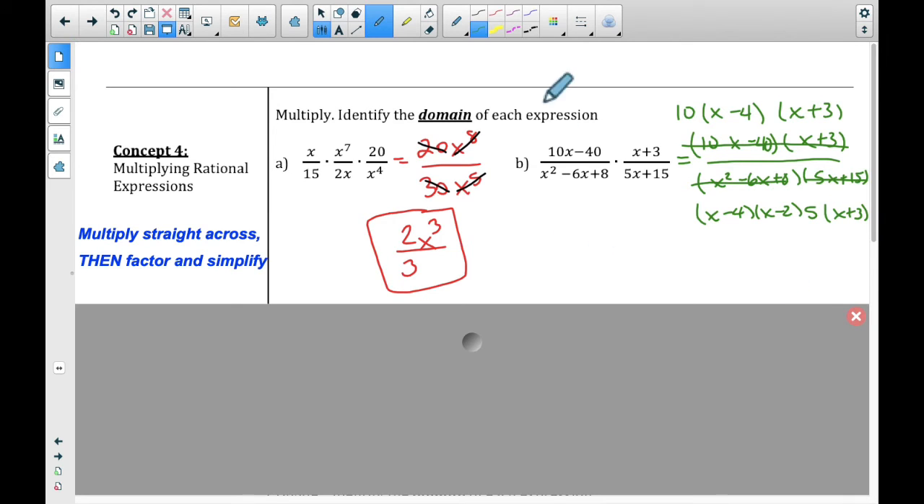That's been factored. Okay, now I'm going to see what I can cancel. I have an x minus 4 and an x minus 4. I have an x plus 3 and an x plus 3. I have a 10 and a 5.